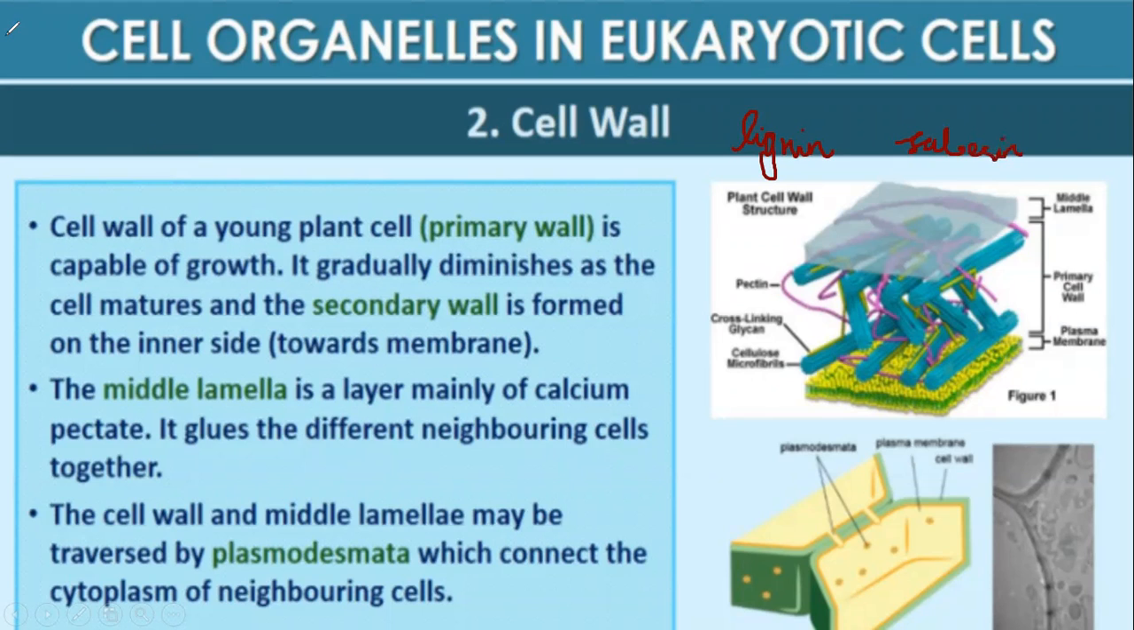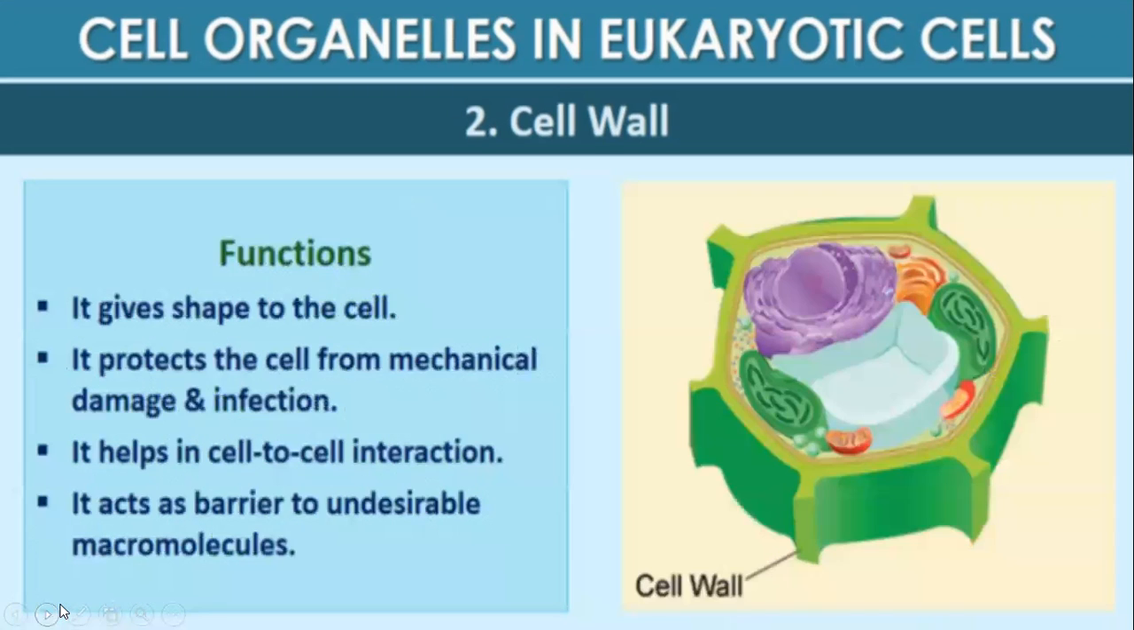And suberin. Okay. Then what we discuss in the case of plants, is the cell wall semi-permeable? What can we say about that? We can say that the cell membrane is selectively permeable, not semi-permeable, and the cell wall is freely permeable. Okay, what is the function of the cell wall? It gives shape to the cell, protects the cell from mechanical damage and infection, helps in cell to cell interaction, and acts as a barrier to undesirable macromolecules.